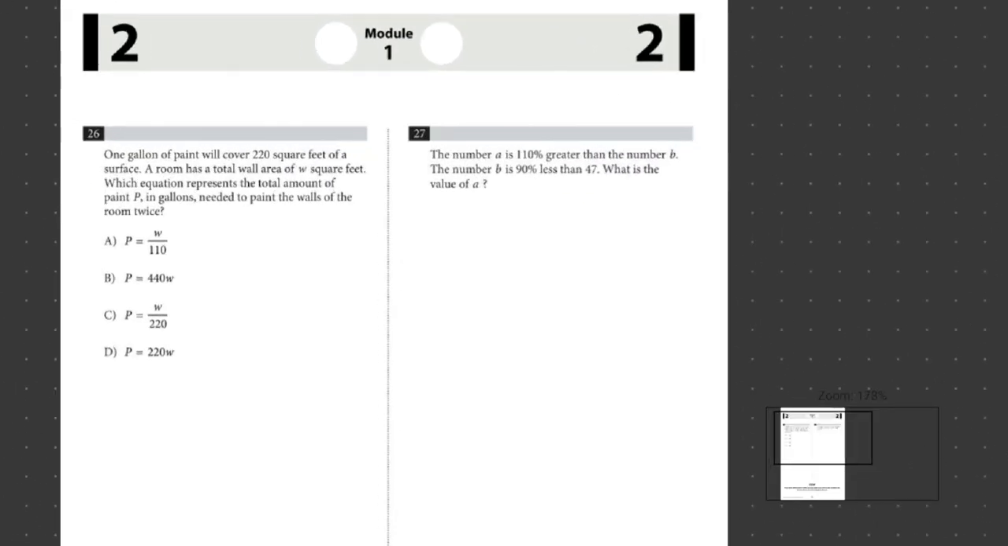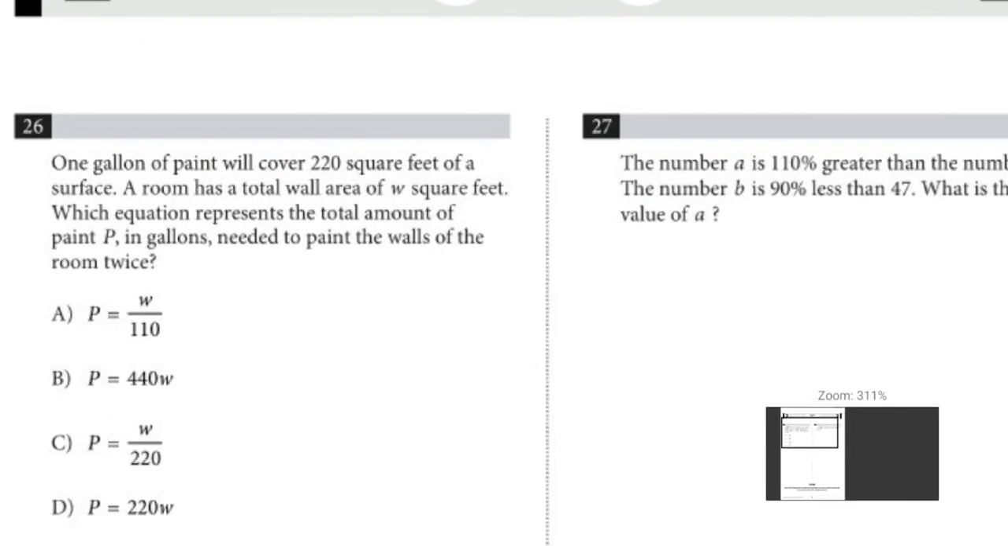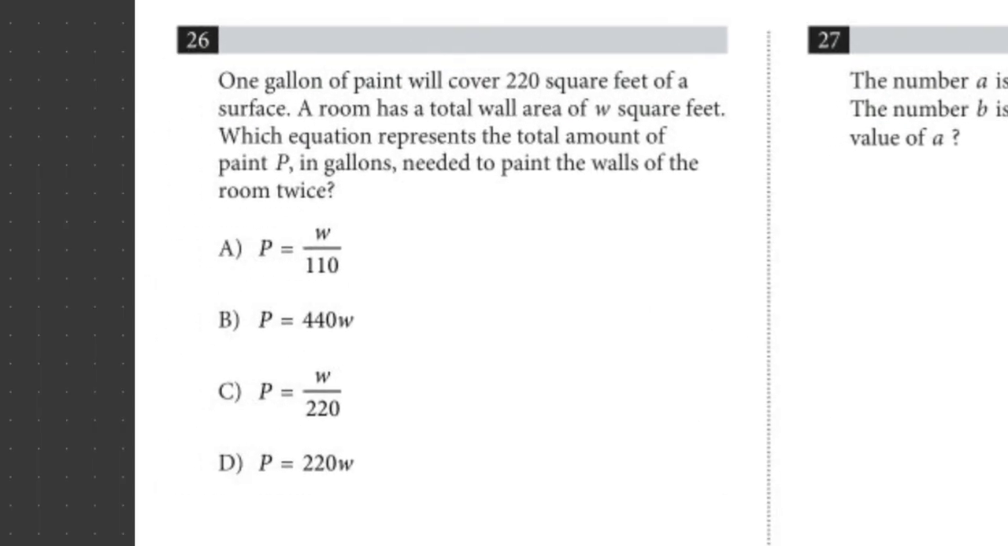Okay, these are the last two problems from Module 1. 26. 1 gallon of paint will cover 220 square feet of a surface. A room has a total wall area of W square feet. Which equation represents the total amount of P in gallons needed to paint the walls of the room twice? So it's given here that W represents the total wall area in square feet. And since the walls of the room will be painted twice, the amount of paint in gallons needs to cover twice the area, right?